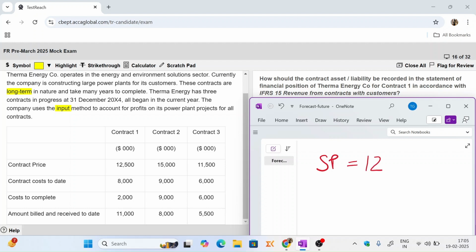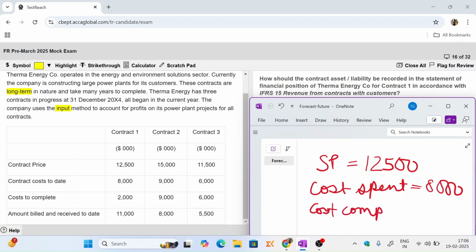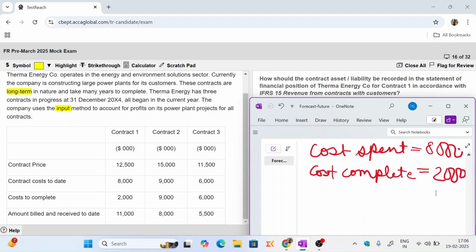Selling price is 12,500. Now contract cost to date, that means till date you have spent, cost spent is equal to 8,000, and you are anticipating that cost to complete is still going to take 2,000 more. So according to your estimates, the total cost is going to be 8 plus 2, which is 10,000. So 10,000 is the total cost.